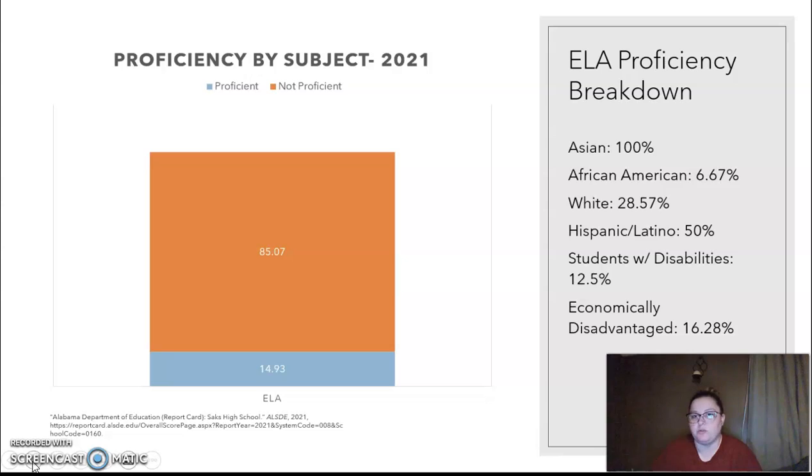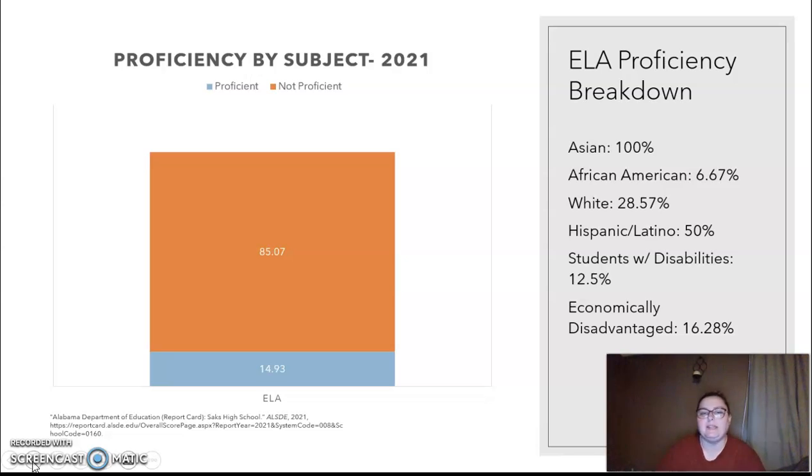First, let's look at English language arts. The blue on this chart represents the percentage of our students who are considered proficient in English language arts. The orange are those who are not proficient. So in English language arts, only 14.93% of our student population are considered proficient.